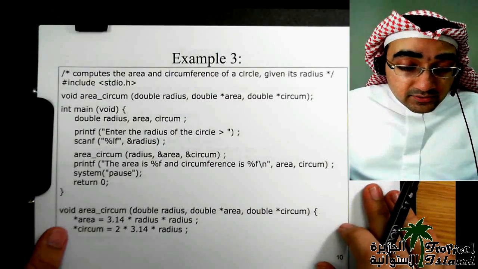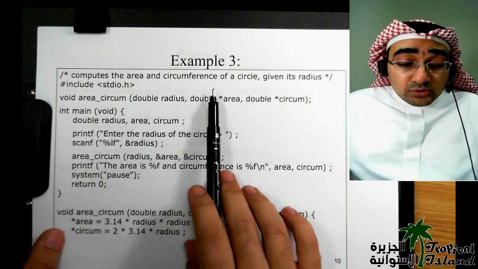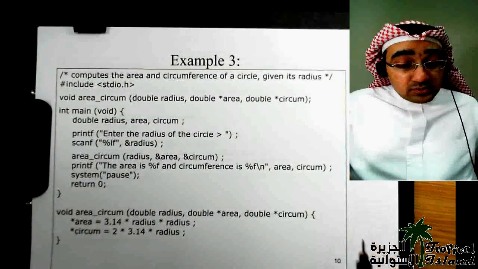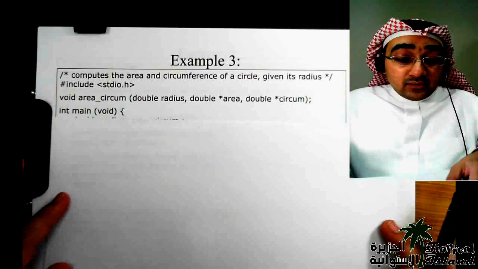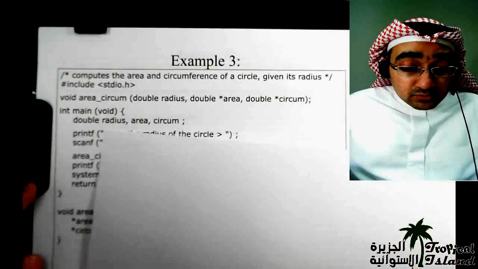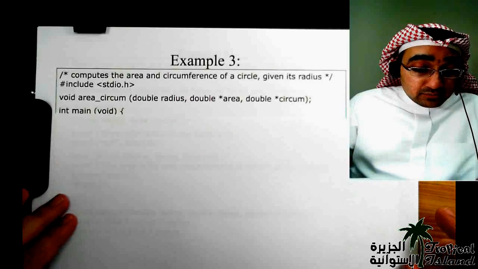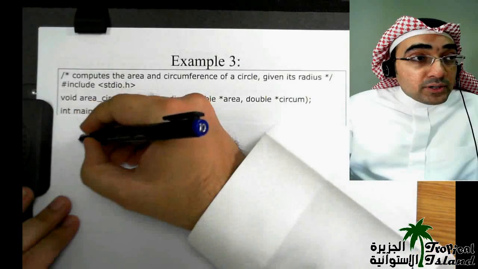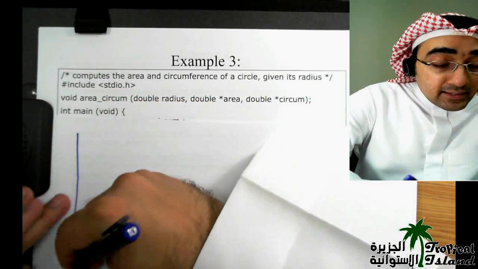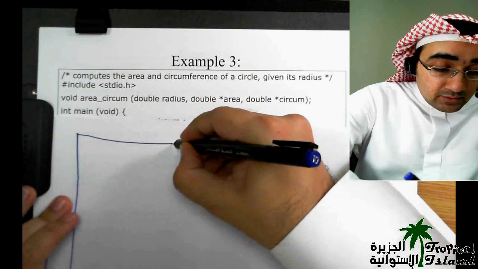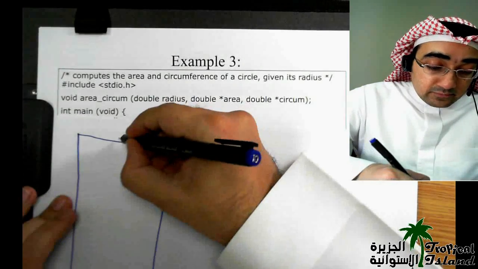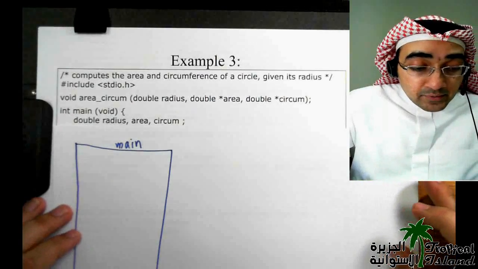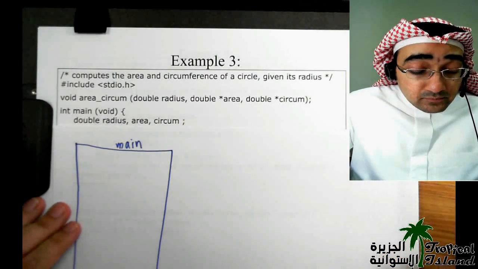Okay, here's another example. We want to compute the area and circumference of a circle given its radius. So in this one, I'm going to start with another blank piece of paper. So suppose I have my main function. So this is my int main void. And when I do this, I get a memory being allocated for me for the main. Correct?